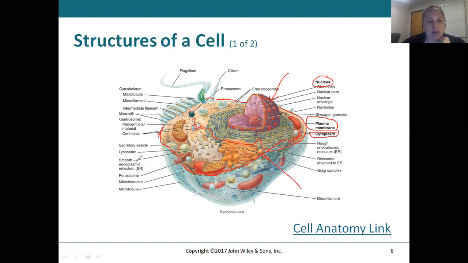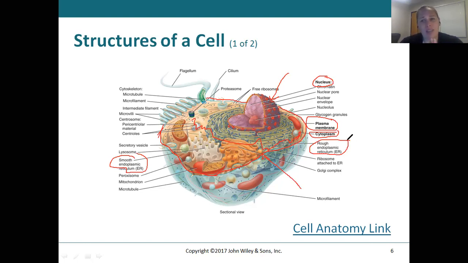Also, the smooth endoplasmic reticulum would be another example of an organelle. The rough endoplasmic reticulum would be an example of an organelle. Each one of these organelles is a substructure within the cell that allows it to carry out a specific function. Each one has a very specific function to do for the cell.